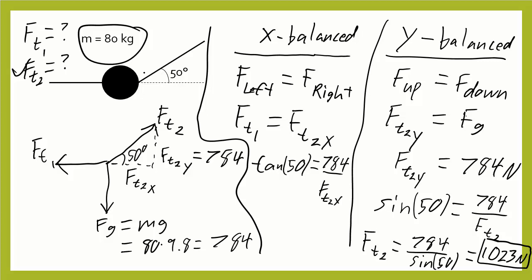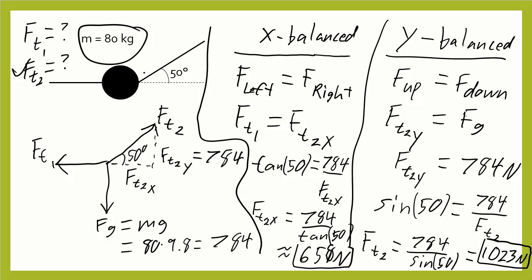FT2x. Again, I rearrange and I get FT2x equals 784 over tangent of 50. And if I plug that guy into my calculator, I get approximately 658 newtons. That's an ugly 8, but anyway. Okay, so there we go. Found both of them.